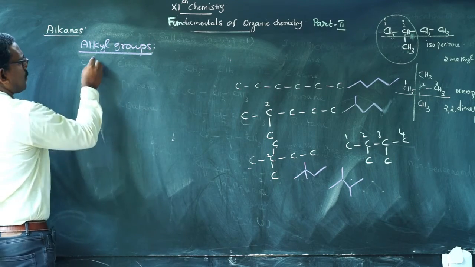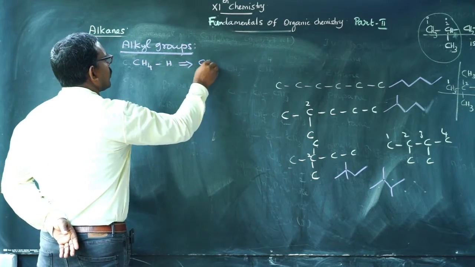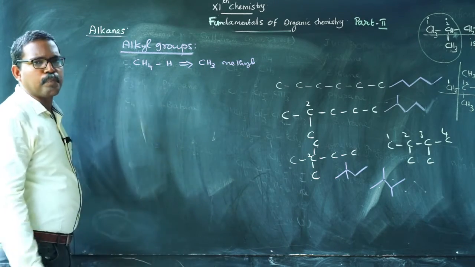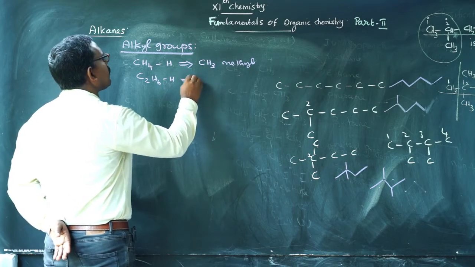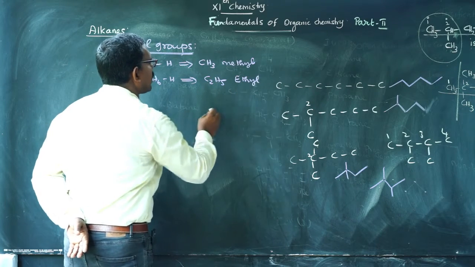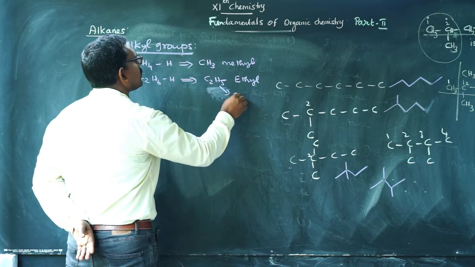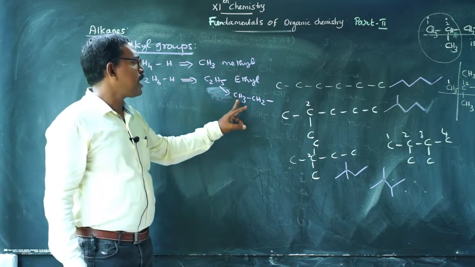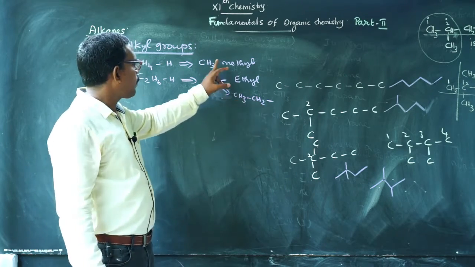From methane, formula CH4, one of the hydrogens is replaced, and you get methyl, an alkyl group. From C2H6, one of the hydrogen atoms is replaced, and C2H5 is the ethyl group. The ethyl group is also written as CH3CH2. Simplest form C2H5, expanded form CH3CH2. Methyl, ethyl.